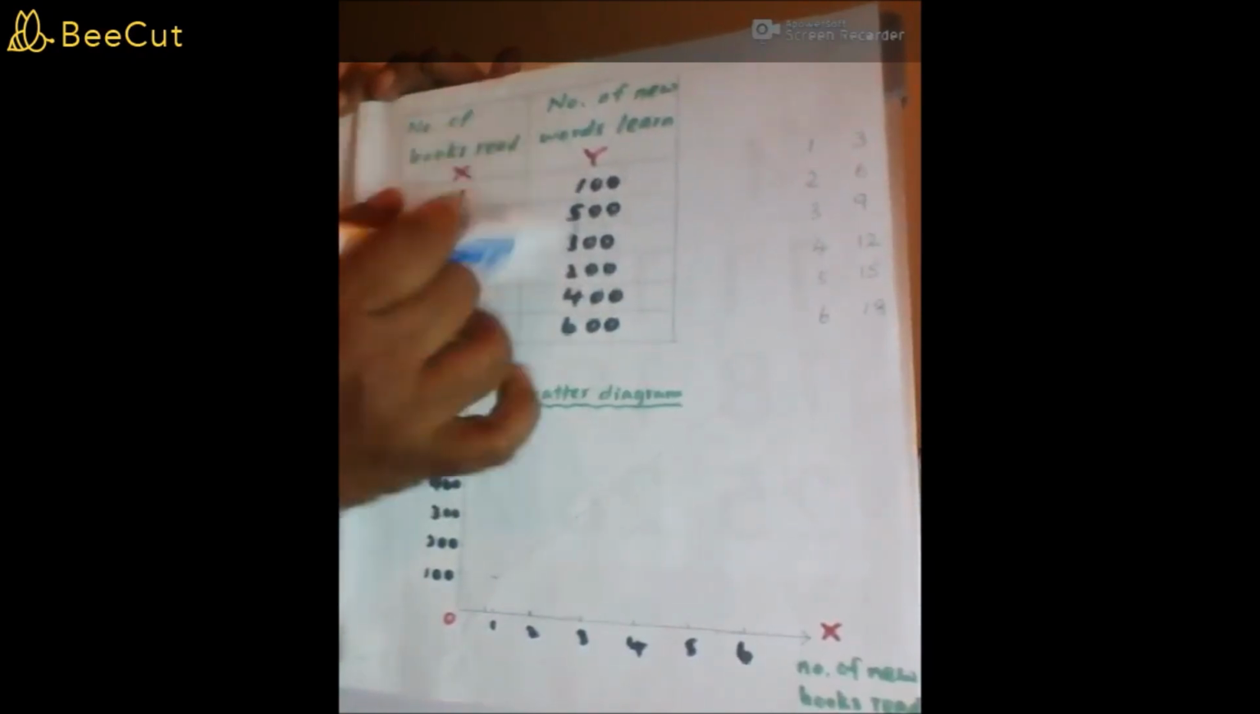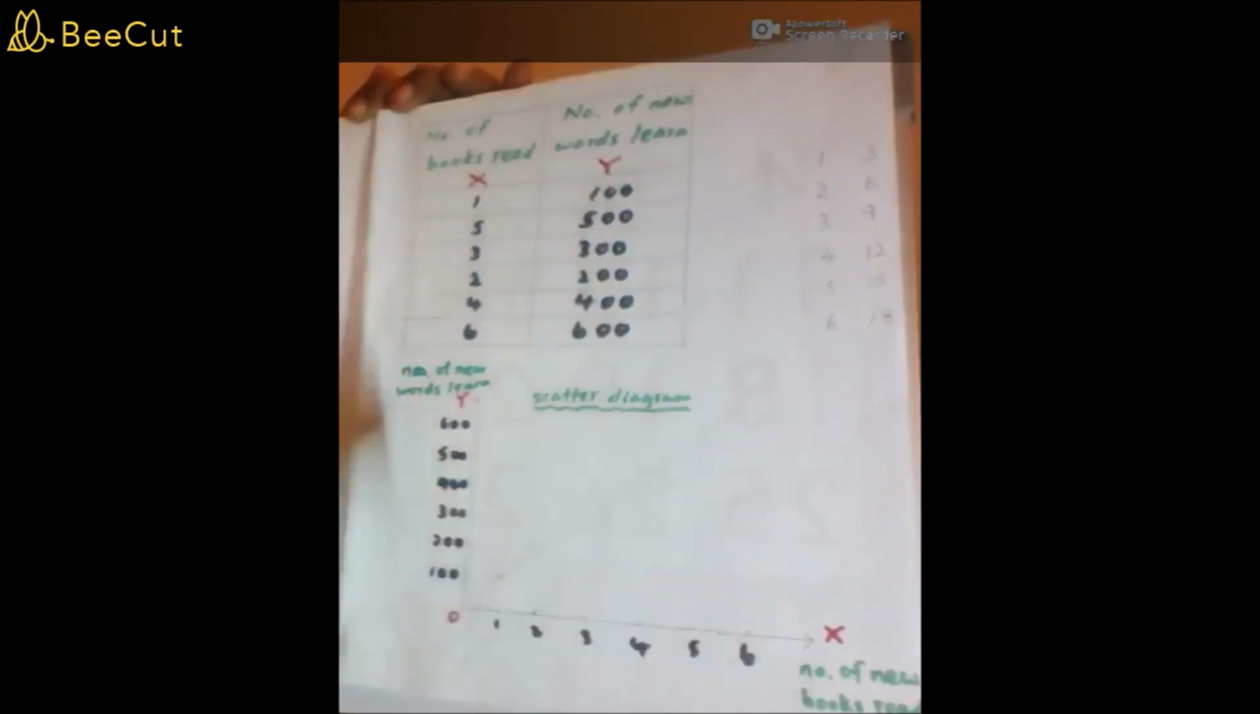So once again, I am going to take the same example, but these values are different. Number of books you read, X. Based on that, number of words you learn, Y. Right? 1 book, 100 words. 5 books, 500. 3 books, 300 words. Likewise, you can find. So you'll have to find once again the highest, lowest, scale the axis, name the axis. Now we are going to draw the graph.